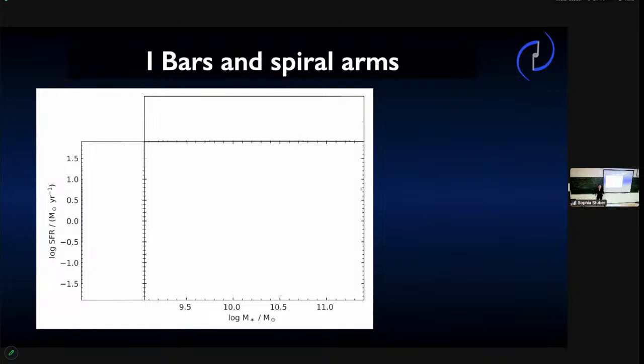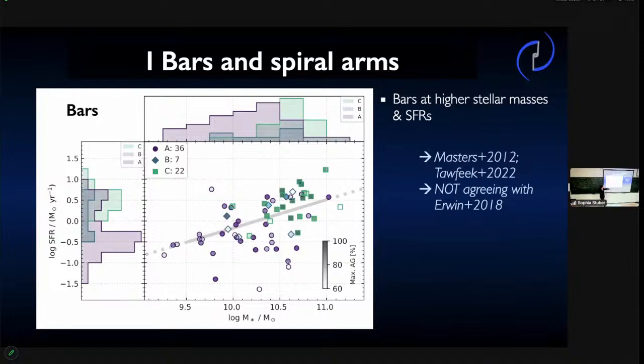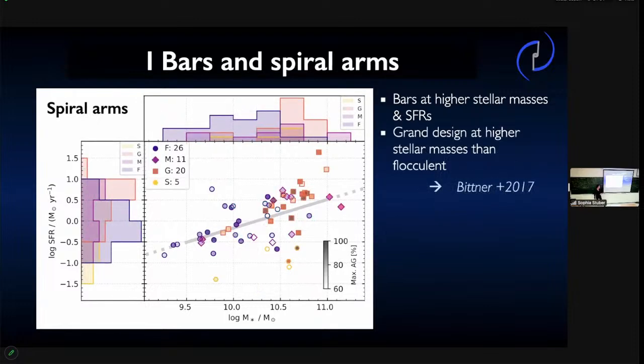So of course the first thing we want to do is check where those bars and spiral arms are on the main sequence. And we can see that the unbarred galaxies in purple are at lower stellar mass compared to the barred galaxies in green. This is in agreement with some studies in the literature, but there are also some studies that disagree with this statement. If we have a look at the spiral arms, we can see that the flocculent galaxies in blue are at a lower stellar mass compared to the grand design, the 2-arm spiral systems. Also in agreement with some literature studies.